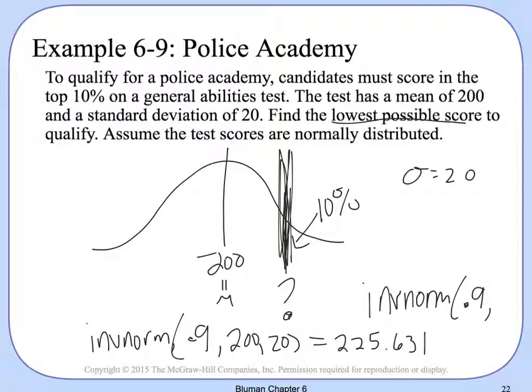To me, it would make most sense. They probably don't get parts of scores on this, but who knows? So maybe a 226. Okay? And if they get a 226, they're in. You're in your top 10%. Okay.